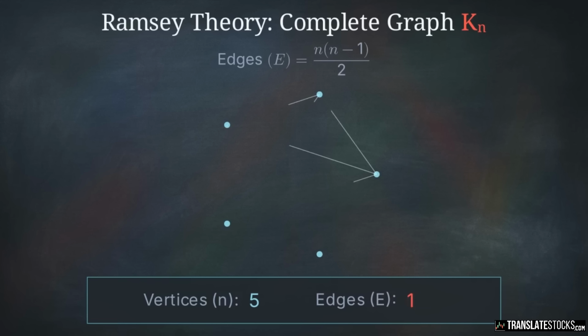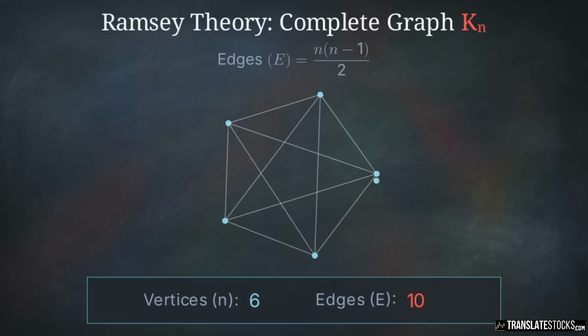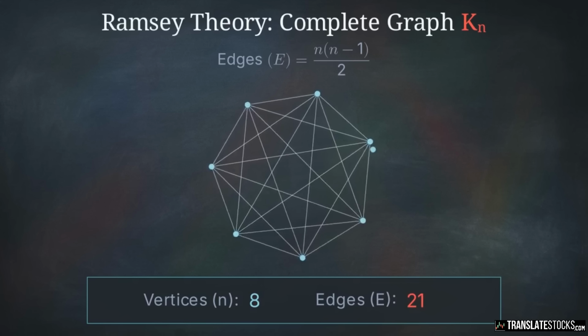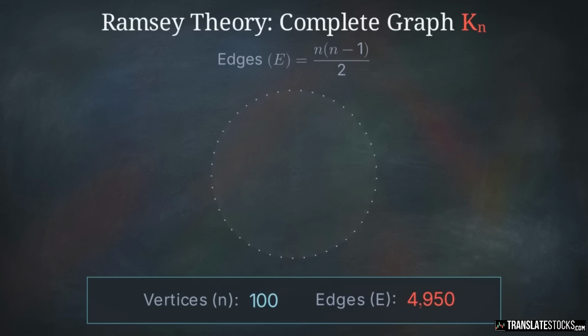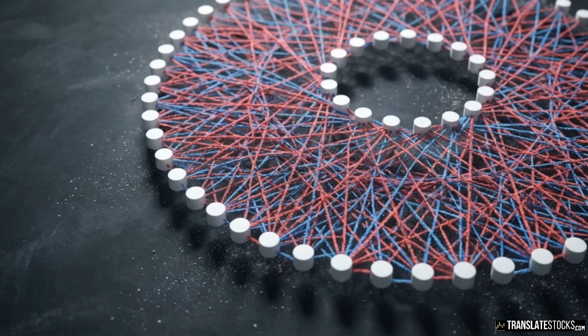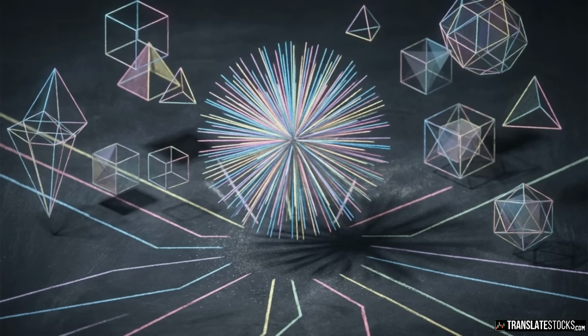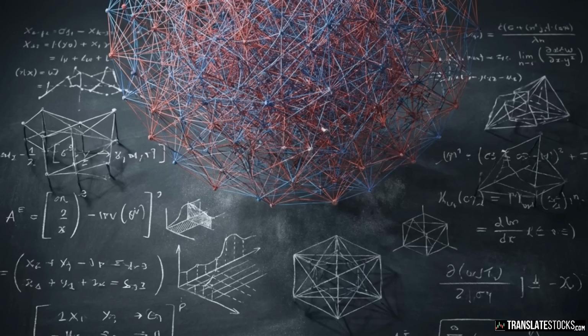Ramsey theory operates on complete graphs, denoted as Kn, where every node connects to every other node. The number of edges in these networks accelerates without bound. To represent a two-color assignment for a graph with only 100 vertices, we require an independent dimension for every edge. That requires an algebra with 4,950 dimensions. Encoding these combinations is impossible within any finite-dimensional algebraic framework.